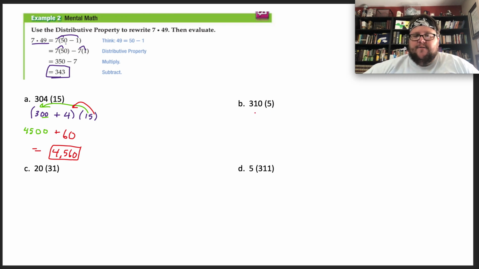310 times 5. I'm going to break it up as 300 plus 10 times 5. So that means that the 5 gets distributed to the 300. So same thing, 5 times 3 is 15. And then add the 2 zeros. Plus 5 times 10 is 50, and then add the 0, 50. So then I add them up and I get 1,550.